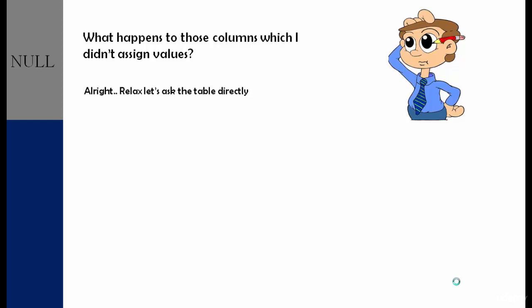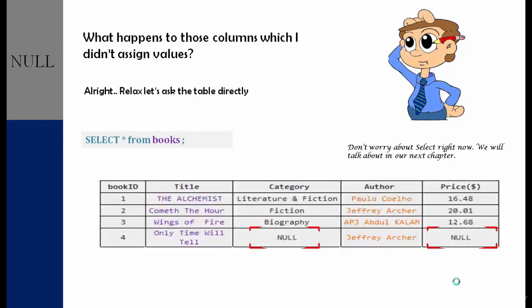To see the values of the table, we need to write a select statement. Select star from books. Don't worry about this select, we'll cover it in our next session. Once you execute the select statement, you will get the entire data of your table. Oh, if we see, it has inserted null values in the columns which we left.